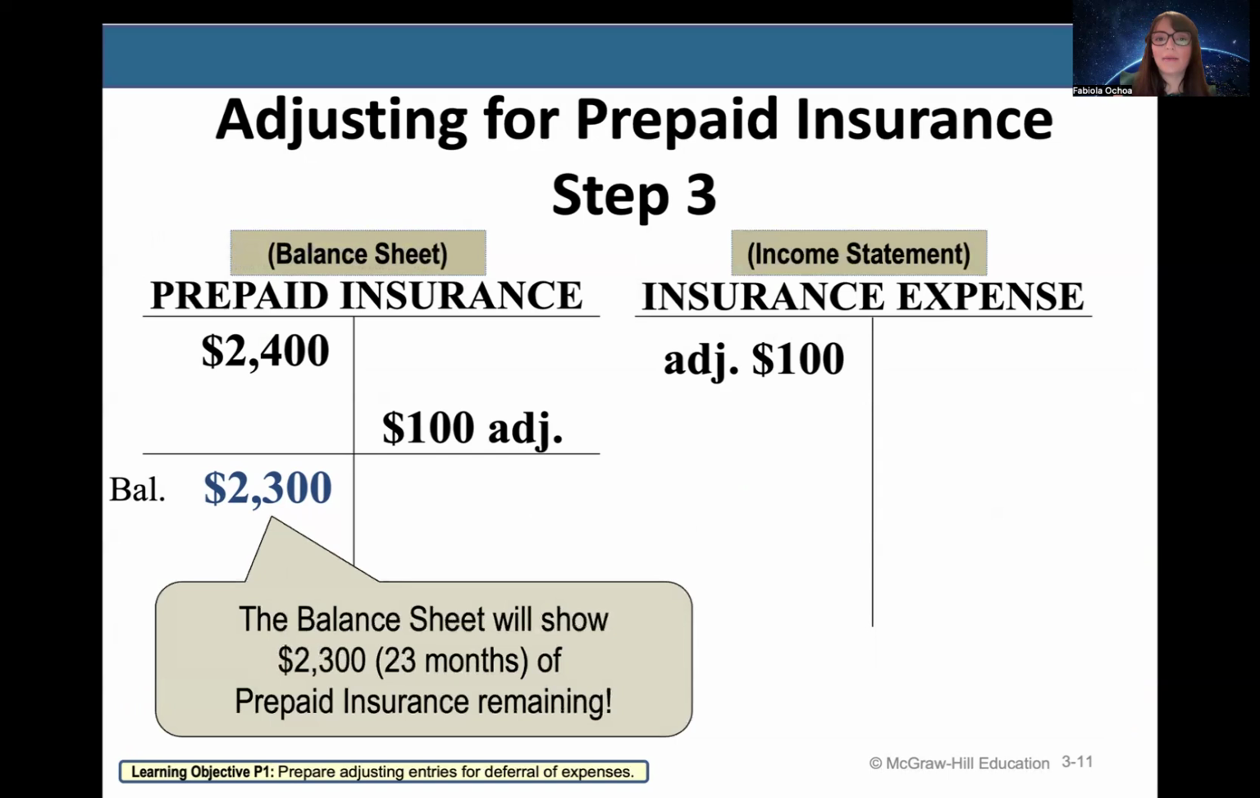Now, step three, the balance sheet will show $2,300 of prepaid insurance remaining. You adjust your totals for the amount that you have since used up. Now, please take note of how prepaid insurance, again, is an asset and it goes on our balance sheet. And insurance expense, once we actually used up the expense, goes on our income statement. This is very important.